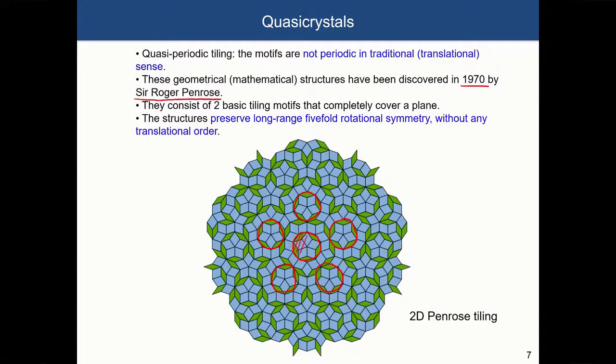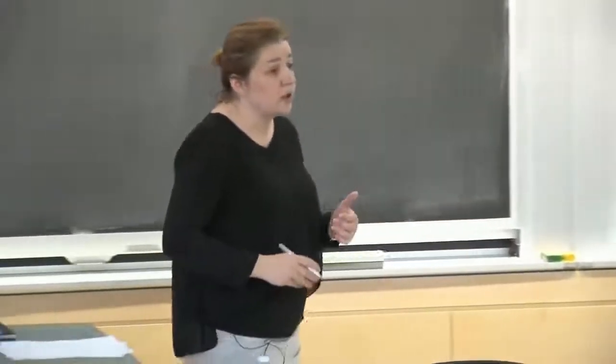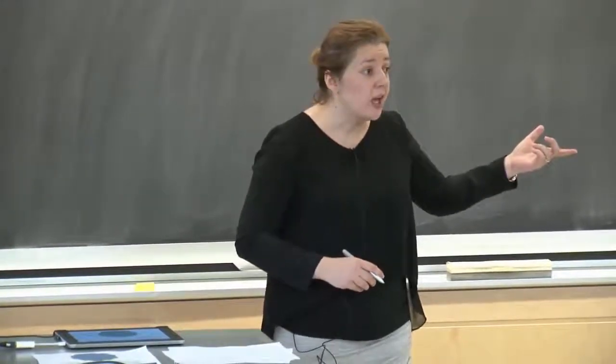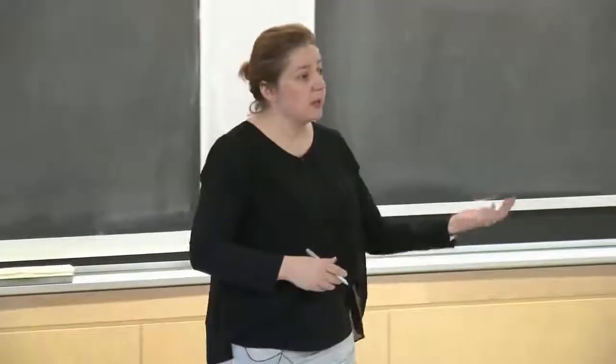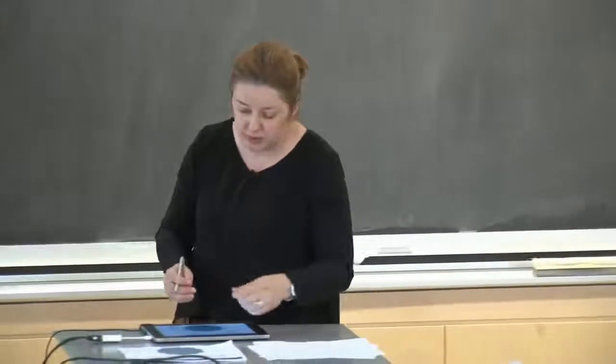So in other words, I can define these individual motifs, I can find them throughout the space, but they do not have translational symmetry. I cannot define two basis vectors or a unit cell for that matter. Okay? So again, this concept existed in math, and then it was applied to material science to explain the structure of the quasi-crystalline materials.